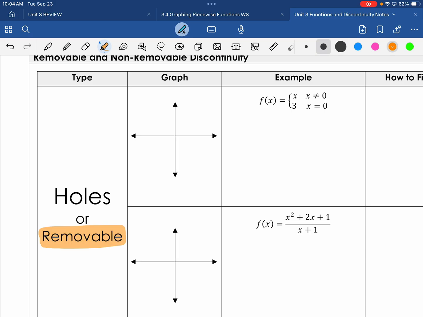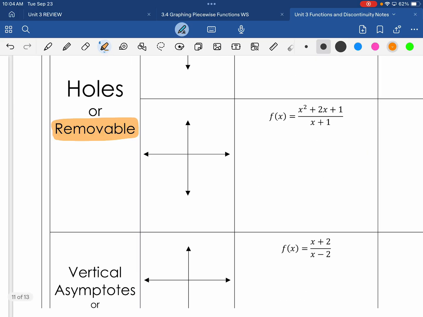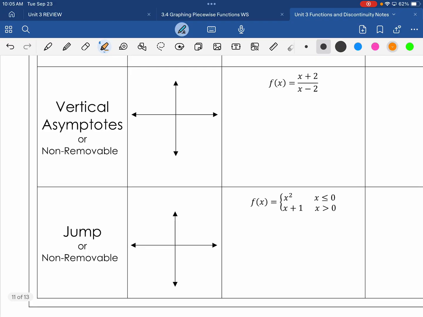So it might tell you on the test, find all the removable discontinuities, and they would be talking about the holes. It is a vocab word that you need to know. All right, so removable means hole. Think about if you picked up and removed a point, it would give you a hole on the graph. Vertical asymptotes and jumps are both non-removable.